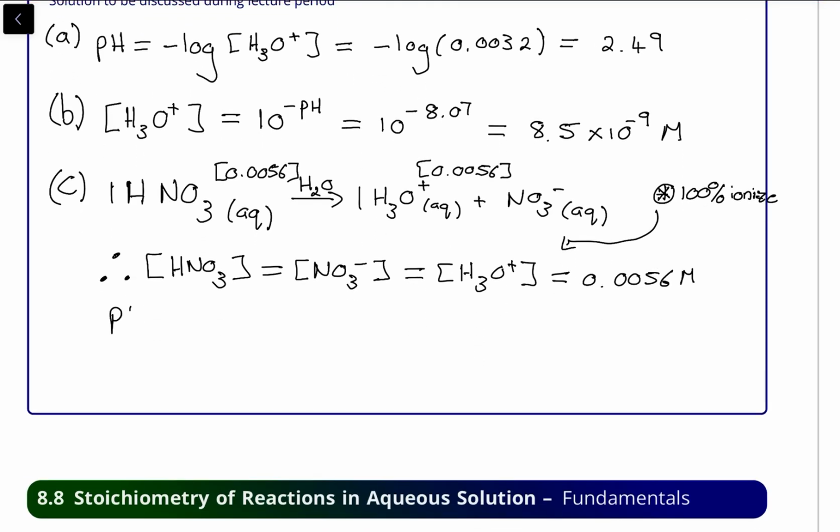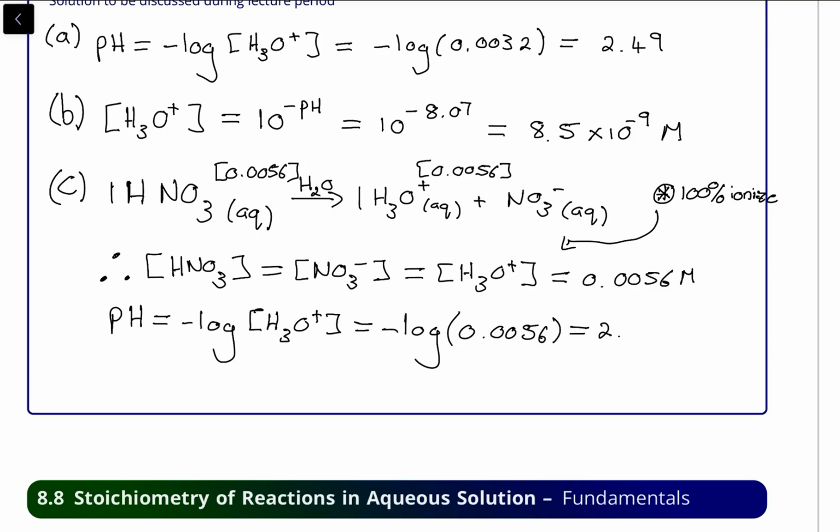All right, so we're asked for the pH of the solution. So what is this? pH, of course, is equal to minus the log of the concentration of hydronium. So that means minus log of 0.0056. That is equal to 2.25. Notice again, 2 decimal places.